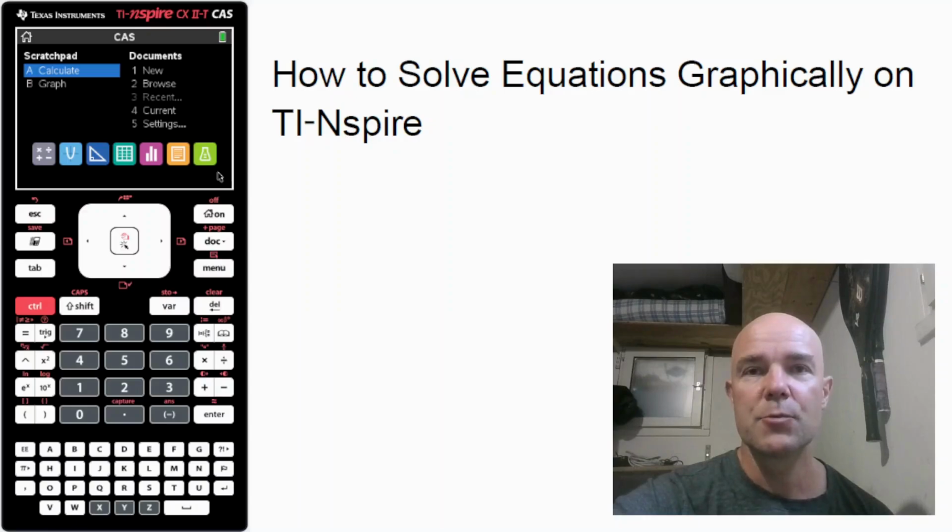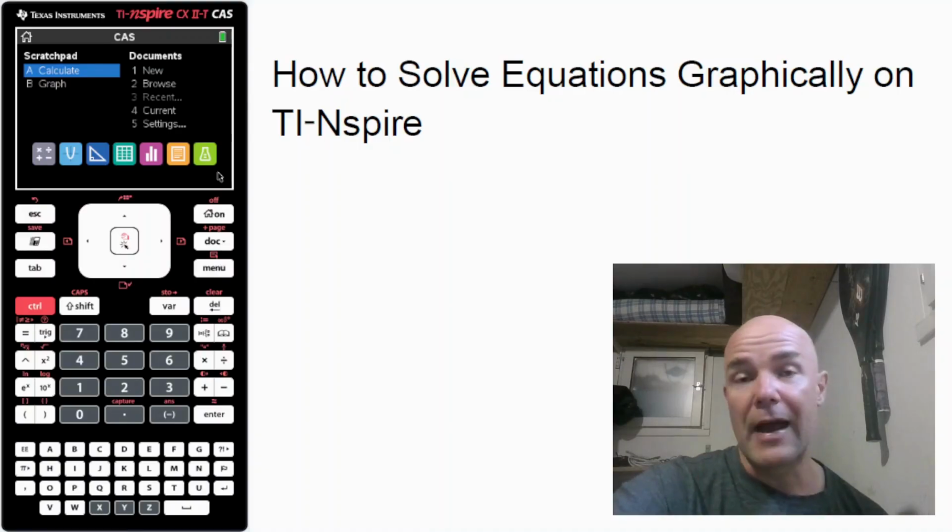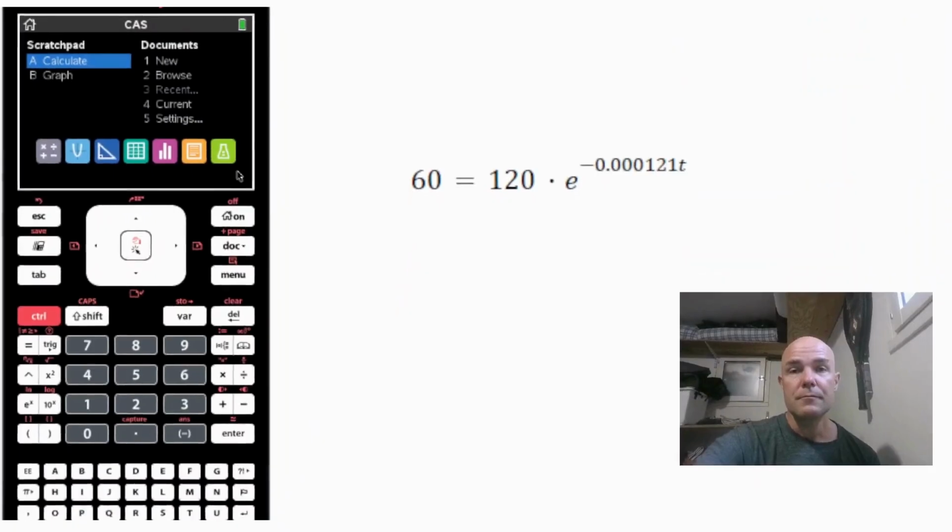Hello. In this video, I'm going to show you how you can graphically solve equations using the TI Nspire calculator. This method works for any type of equation, so it's a powerful method. It takes a little bit more time than numerical solve, but on the other hand, you can have a graph of a function, and that will often help you think about your question.